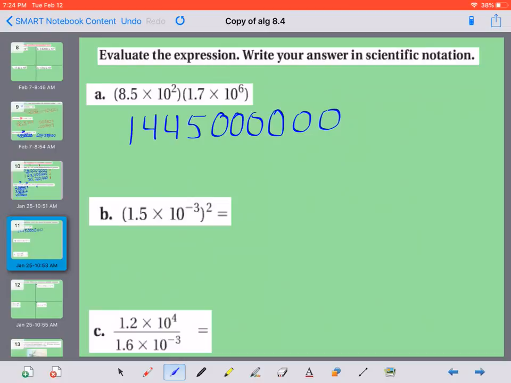Now it says to write our answer in scientific notation. So I'm going to put a decimal point there and go 1, 2, 3, 4, 5, 6, 7, 8, 9 spaces. So we'd have 1.445 times 10 to the 9th.